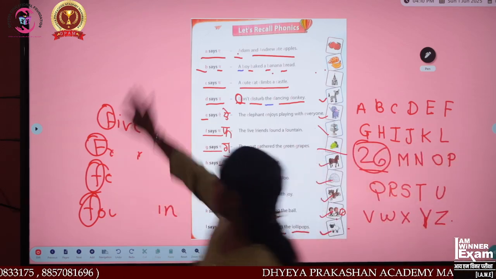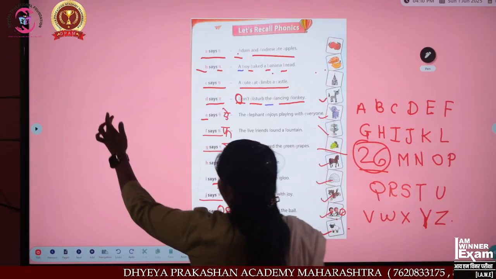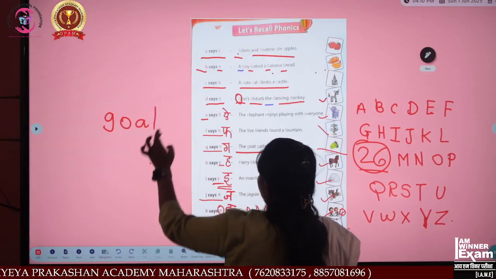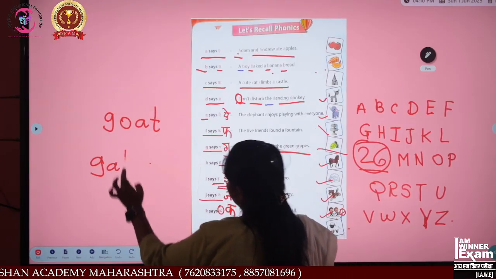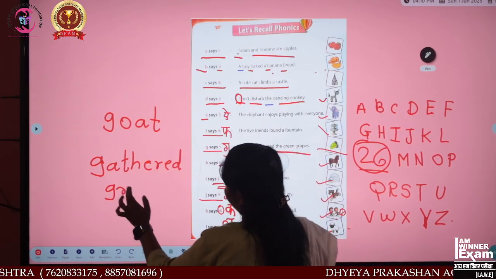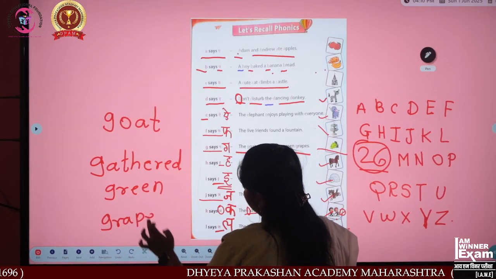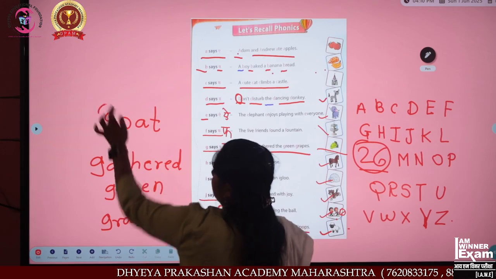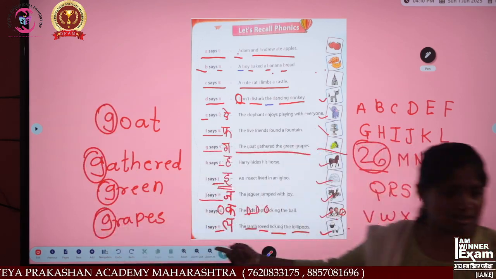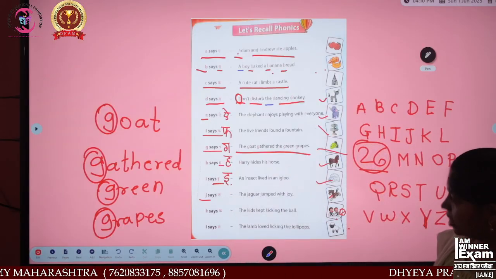Next, G says G. In this sentence, goat gathered green and grapes. So G says go.